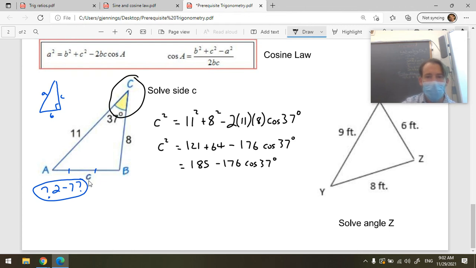Now remember that cosine can be at its maximum 1. That's its biggest value. And so this is going to be something smaller than 176 when we punch it on our calculator. 185, I punch on my calculator. Minus 176 times cosine of 37 equals. And I get 44.44. All right. Is that the length of C? C is 44, and our guess was really wrong. Our guess is really bad, guys. It's 44.44.